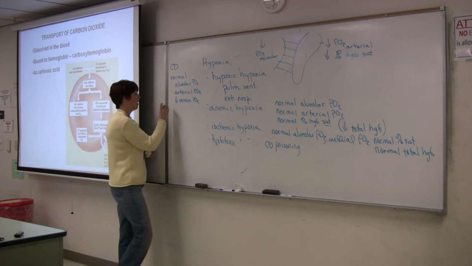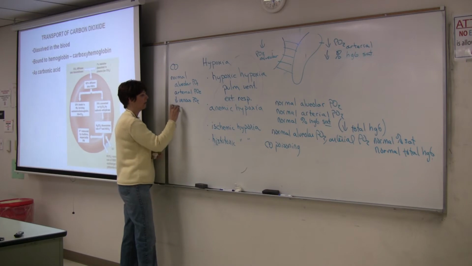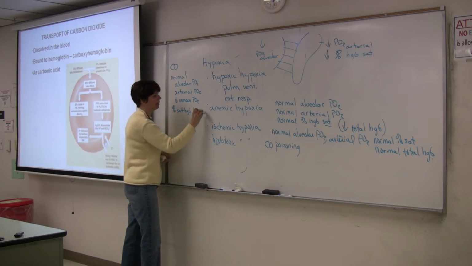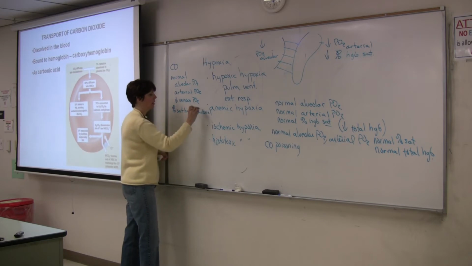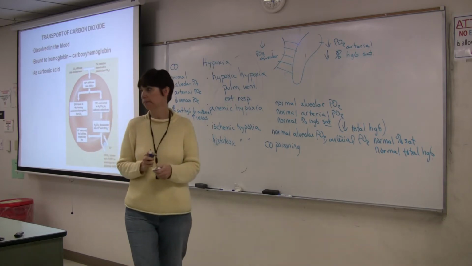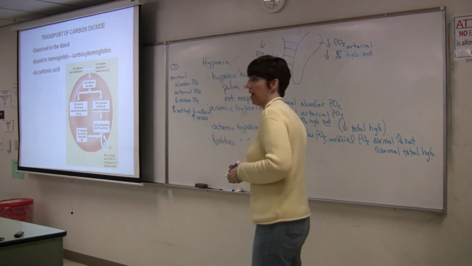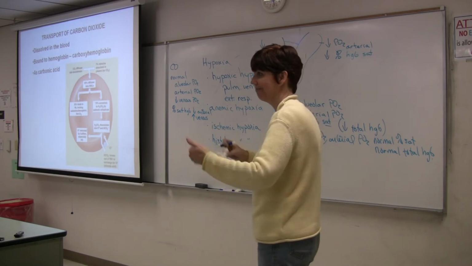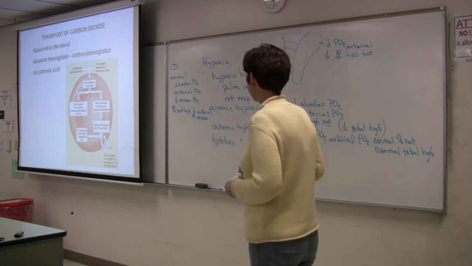So percent saturation of hemoglobin will be less in arterial blood and higher in venous blood, because the carbon monoxide never came off. Hence the cherry red coloring instead of the blue cyanotic coloring.